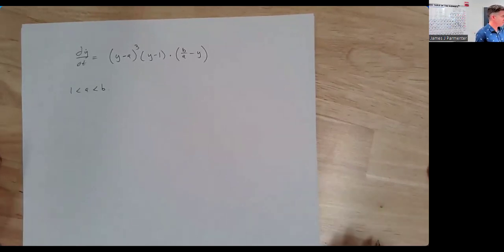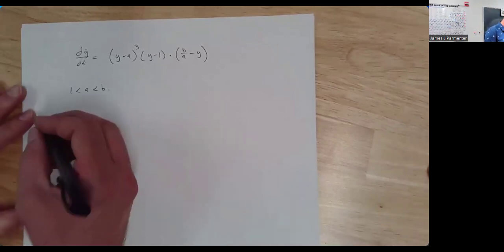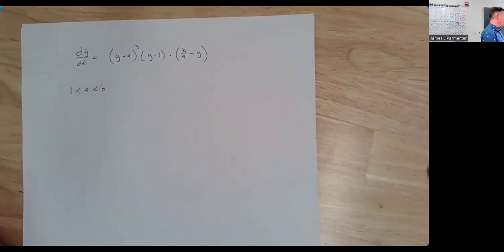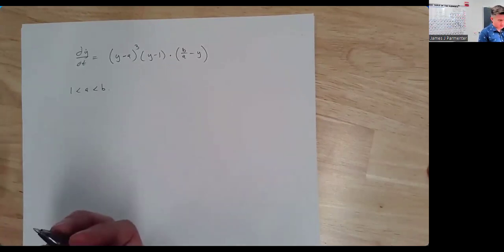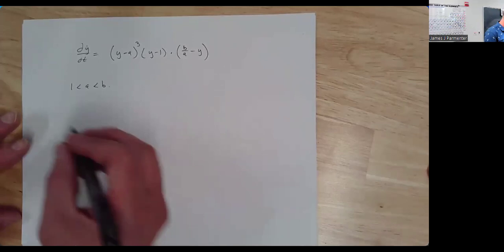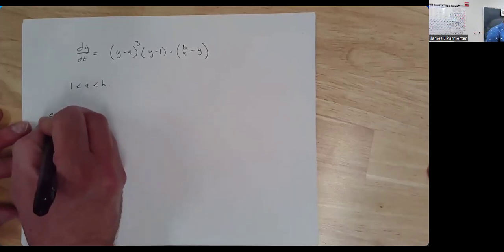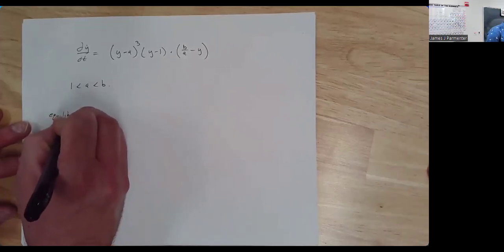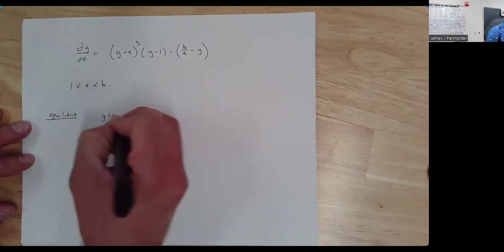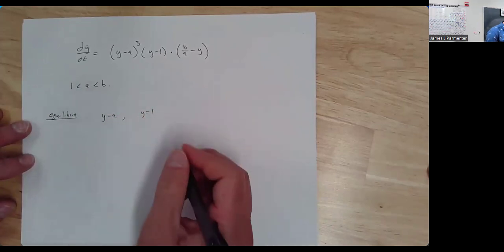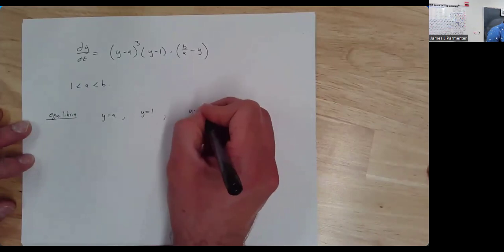Find and classify. Finding them, again, hopefully it's already factored for you. If not, you have to do the factoring, but it can't be super complicated. So our equilibria here are going to be y equal to a, y equal to 1, and y equal to b divided by a.